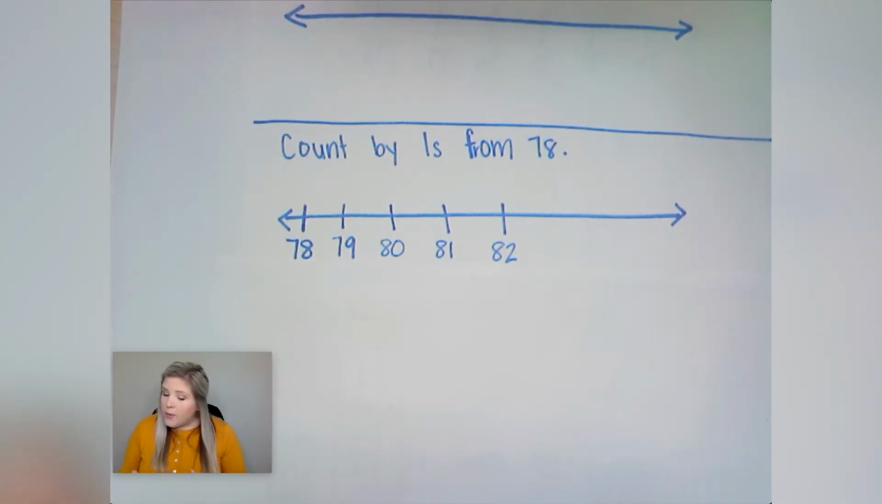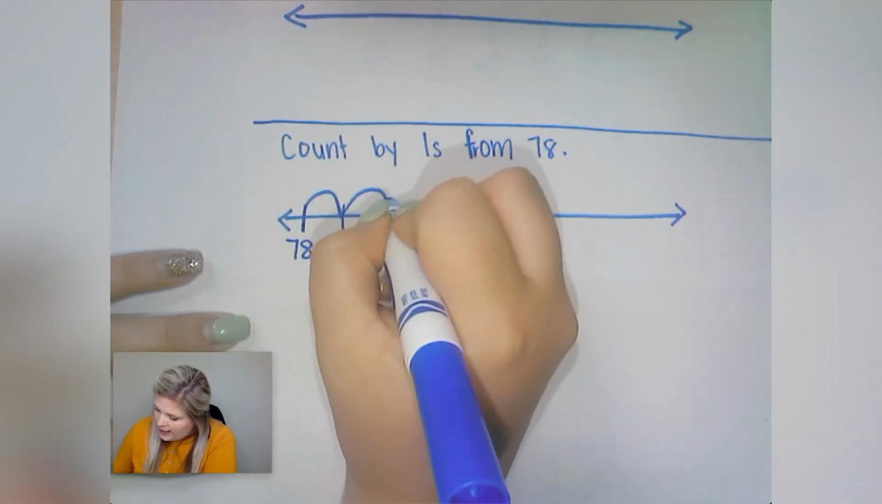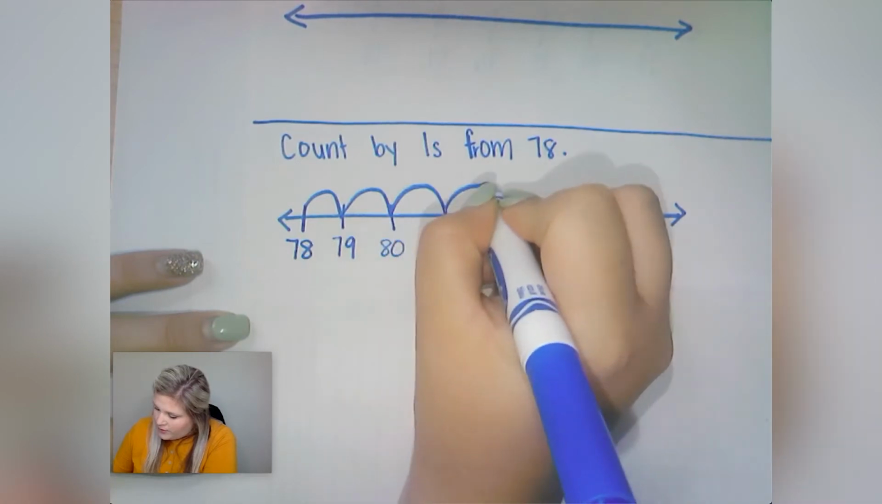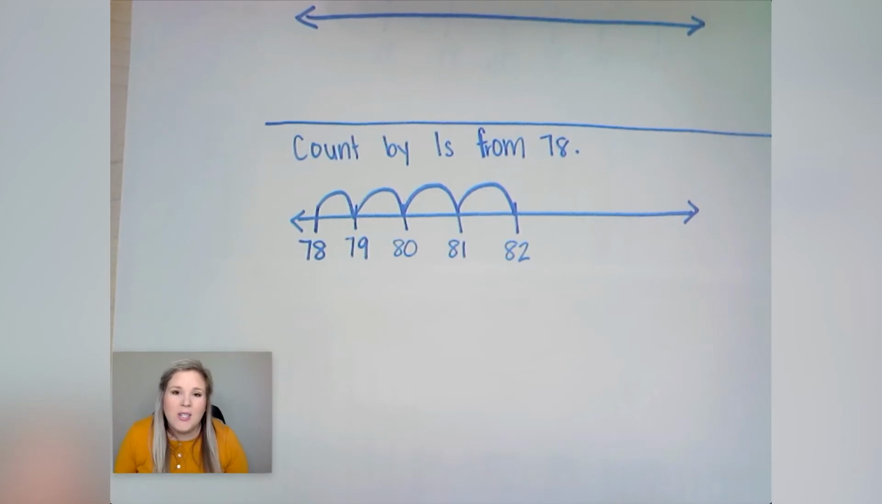Great. Let's go ahead and use our number line to count. I will draw hops as I count by ones. 78, 79, 80, 81, 82. Wonderful. We just used an open number line to count by ones. Great job. I can also use an open number line to count by tens. So let's take a look at our next problem.